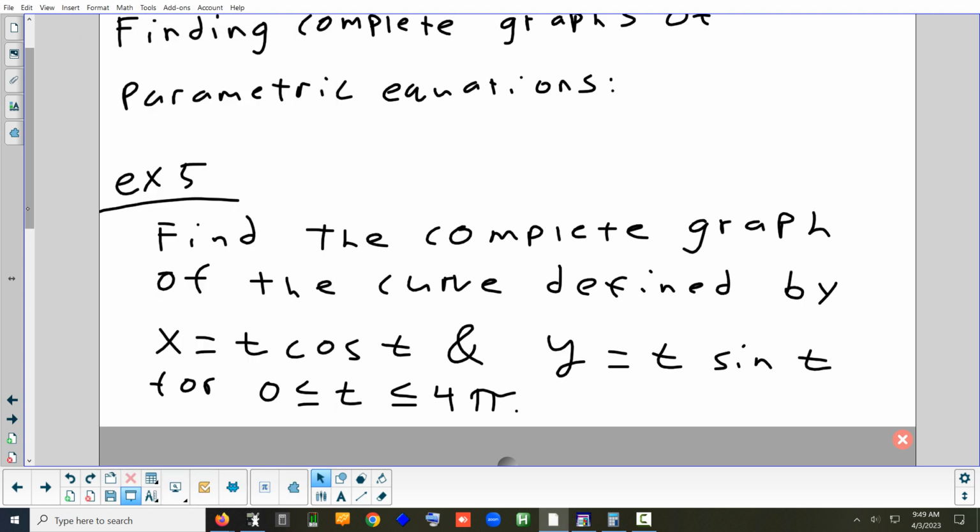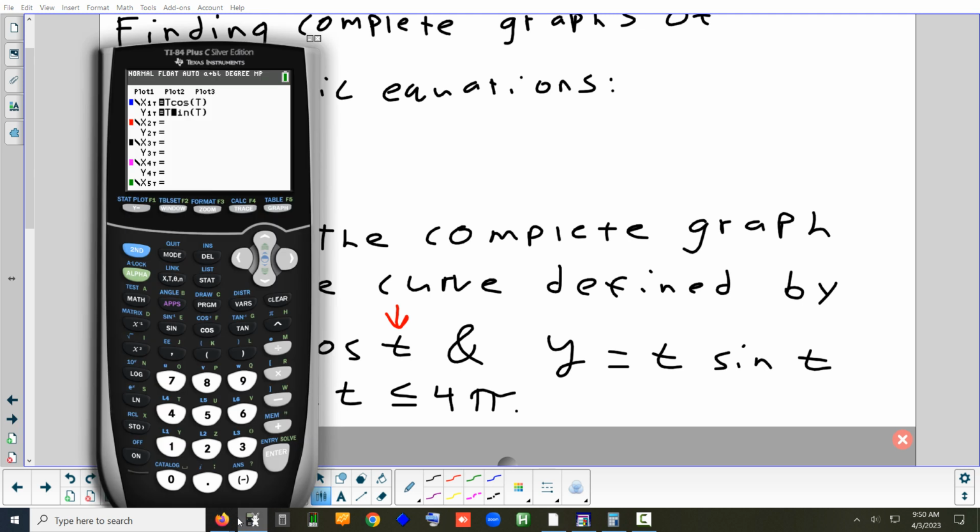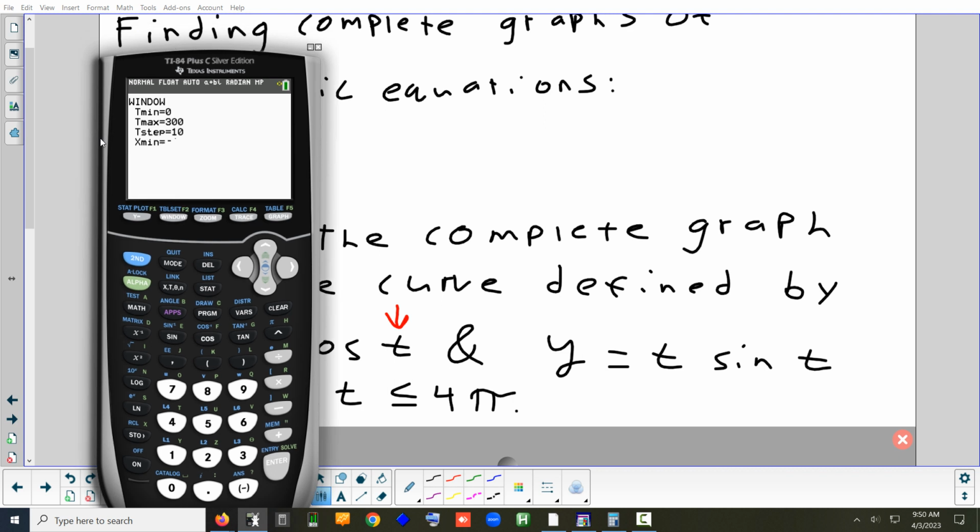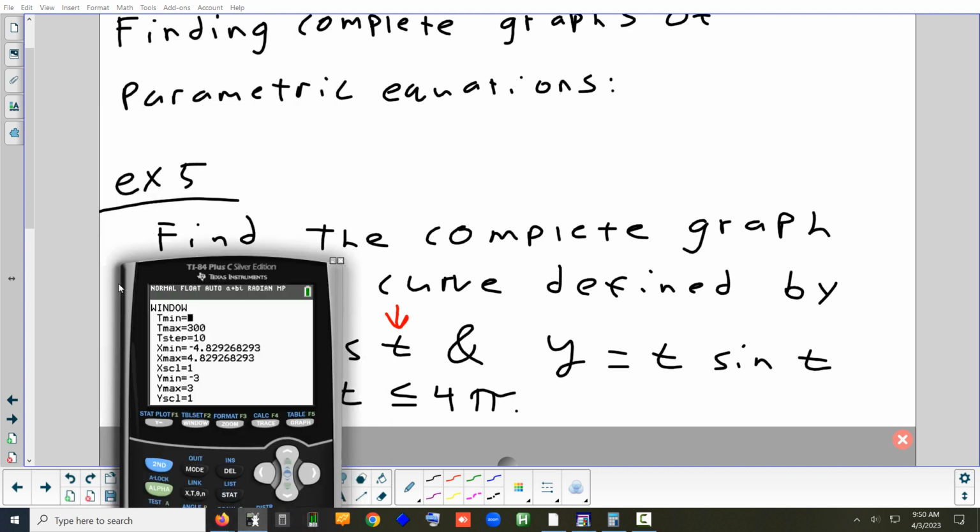And what do they tell me they want for the minimum and maximum for the parameter? They do give me that. That's from 0 to 720, right? They did specifically tell me in radians, so I'm going to stick with radians. t is an angle. How do I know it's an angle? It's being plugged into a cosine function. If I don't see a degree symbol on the numbers for t, I know it's radians. So that's the first step. Put your calculator in radians, and set your t min and max to go from 0 to 4 pi.